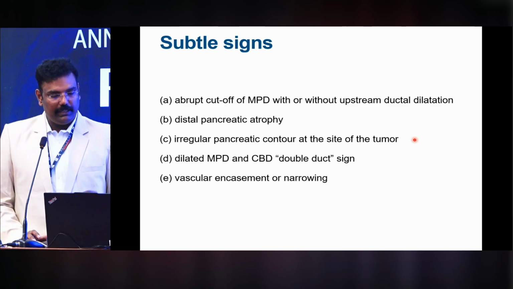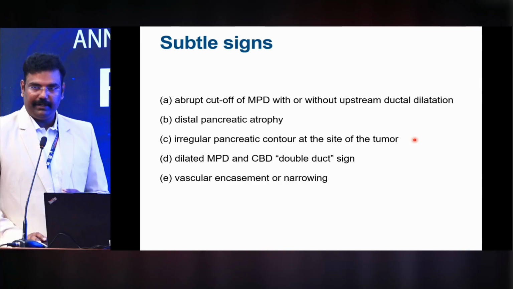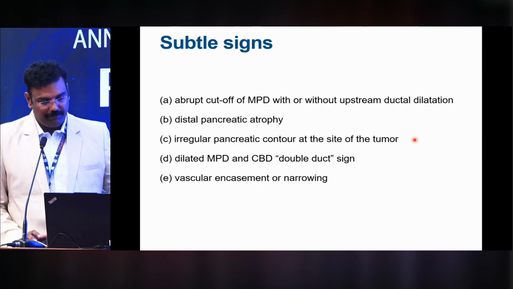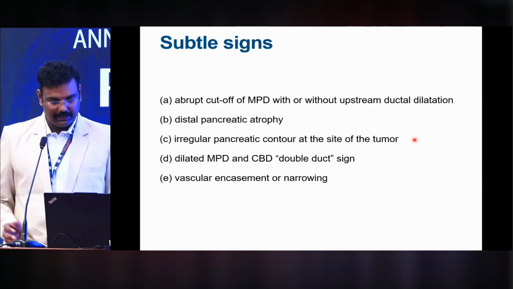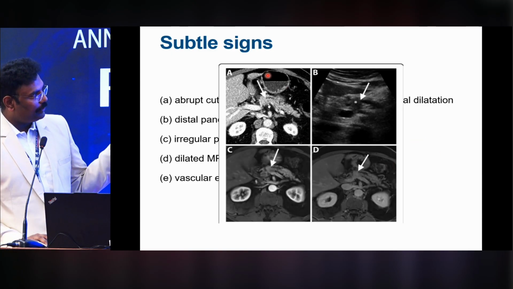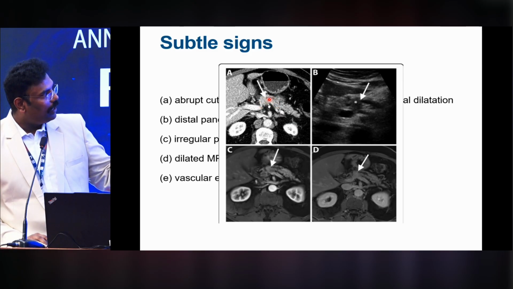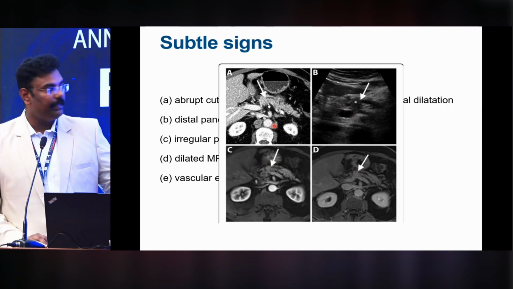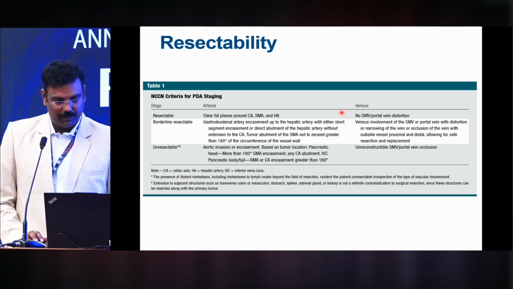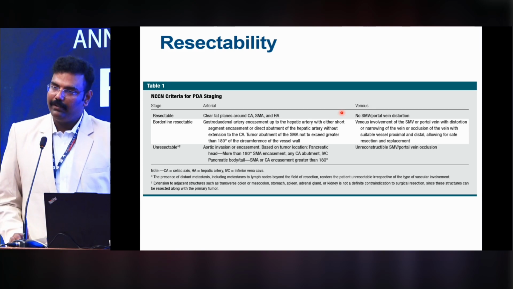Sometimes we might have very small lesions or isoattenuating lesions wherein we might have to dig in further to identify these lesions. They can be made out if there is an abrupt cutoff of the MPD, distal pancreatic atrophy, or a double duct sign. Here is another image to showcase this importance: no lesion is demonstrated in the CT, however, we can find an abrupt cutoff of the MPD. The same lesion was also not picked up in the MRI sequences, but was picked up in EUS and a biopsy confirmed an adenocarcinoma.